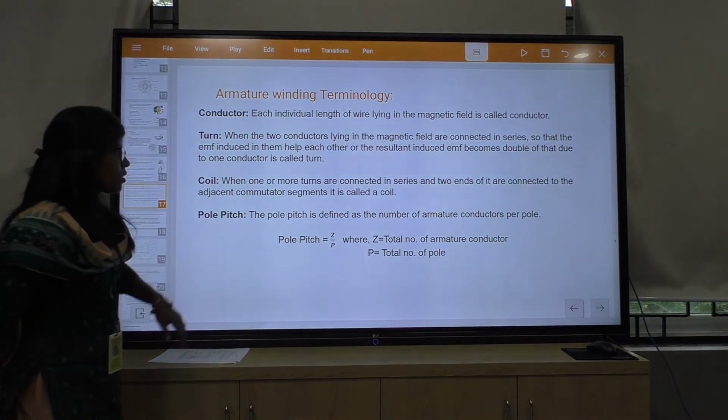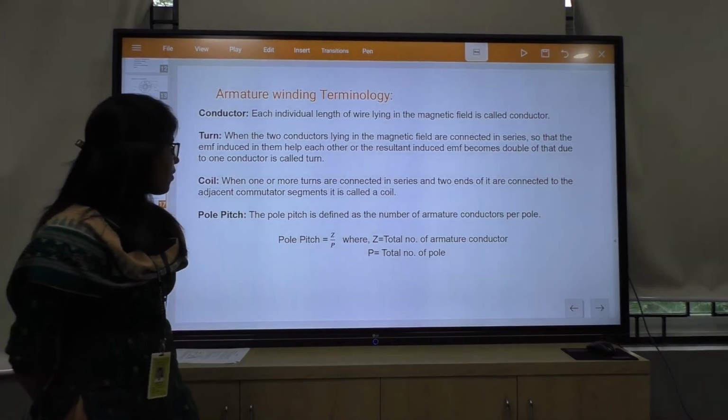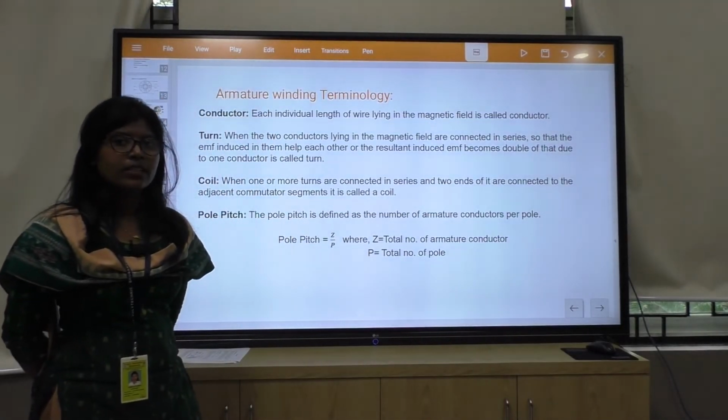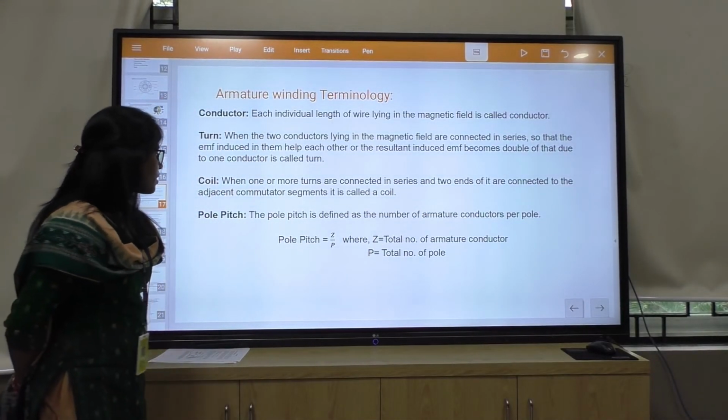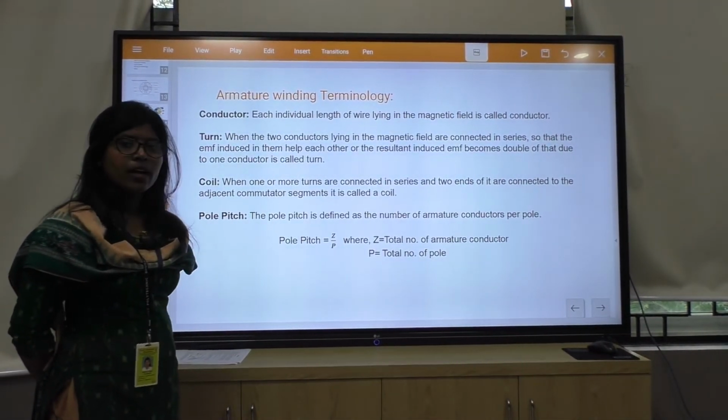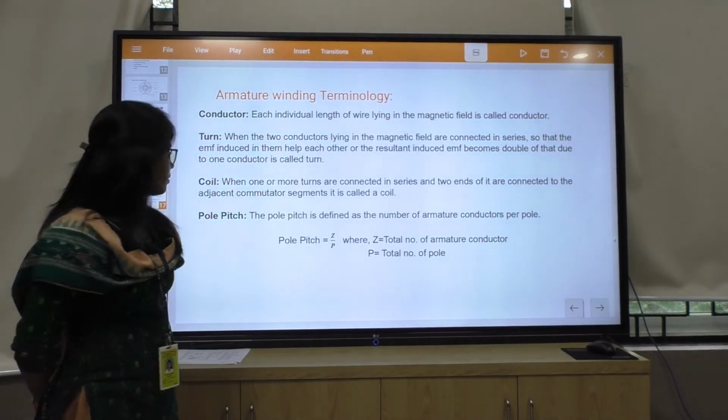Next, pole pitch. Pole pitch is defined as the number of armature conductors per pole, that is Z by P. Pole pitch is equal to Z by P, where Z is the total number of armature conductors and P is the total number of poles.